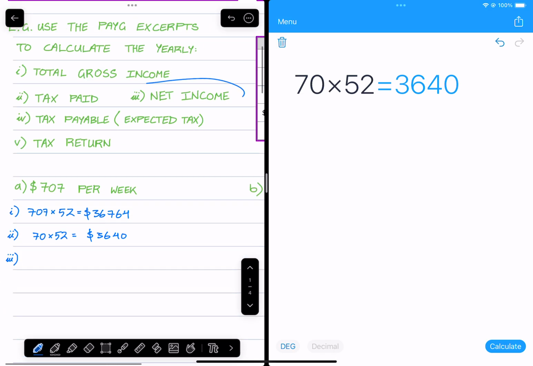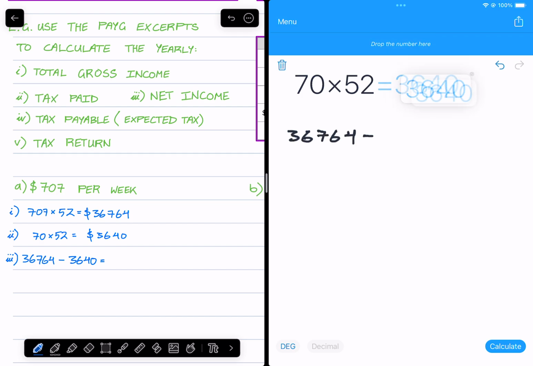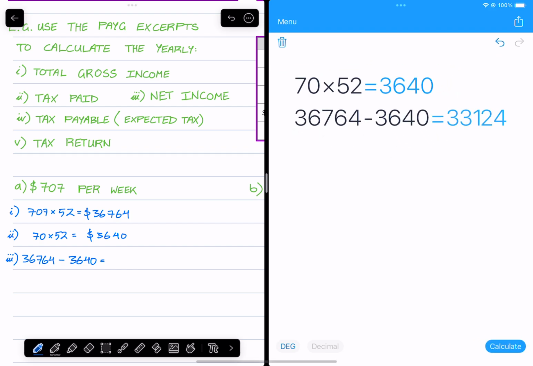Let's calculate this person's net income. Now, a net income, in case you've forgotten, is what has actually landed into this person's bank account. We can easily calculate this for their yearly net income. It's just going to be the total gross income, 36764. That is their gross income for the year. And from this, we subtract how much tax has already been paid. 3640. So 36764 minus the tax that has already been paid throughout the year.